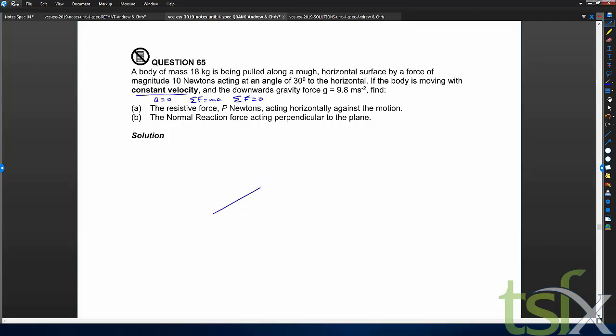Okay, so there's our plane, which is at 30 degrees. We've got our body, which is here, can just be a block. And we have a force which is acting on that body, which is at magnitude, rough horizontal surface. Sorry, I read that incorrectly. That's my fault. Jumping into the more trickier one to start with. Okay, so it sits on a horizontal surface. There's our body. Okay, and it's being pulled by a force at an angle of 30 degrees.